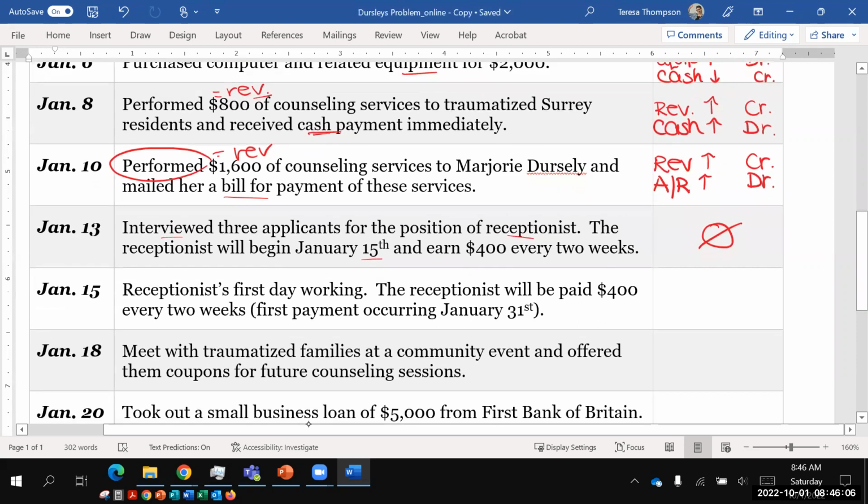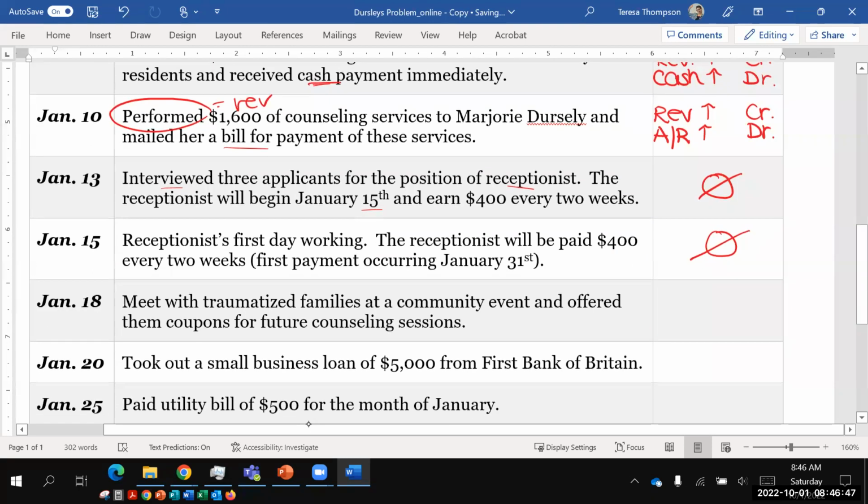The receptionist's first day working. She will be paid $400 every 2 weeks. Now we're going to simplify this and just say she's getting paid in 2-week increments, right? As of her first day of work, we didn't receive 2 weeks worth of benefits. Okay. So there's no expense to record yet. Because we're not going to pay her $400 on her first day. We've only gotten 1/10 of her benefit for this amount. Okay, so we're not going to record it yet.